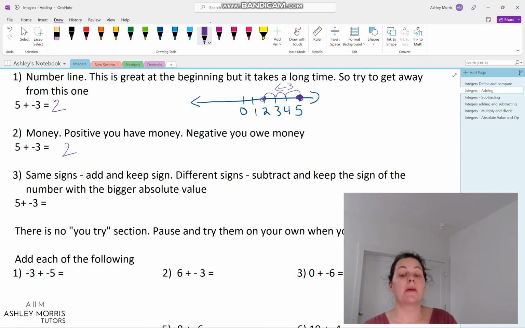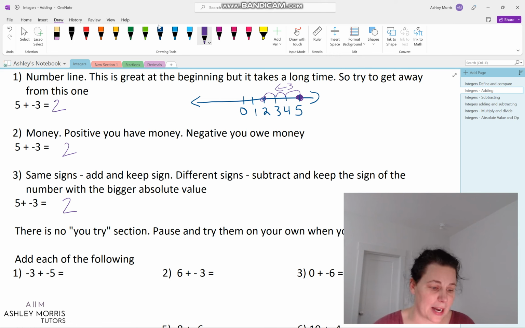3. This is probably the most common. If you have the same signs, you're going to add and keep the sign. If you have different signs, subtract, and then keep the sign of the number with the bigger absolute value. So 5 plus negative 3. Different signs, so we're going to subtract. 5 minus 3 is 2. And then keep the sign with the bigger absolute value. So 5 is bigger than 3. So 5 is positive, it's going to stay positive.